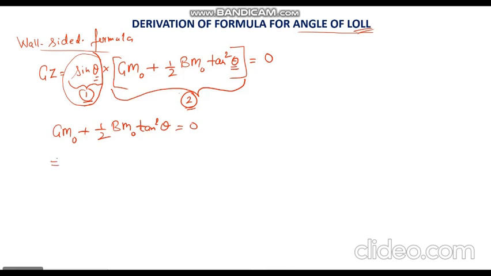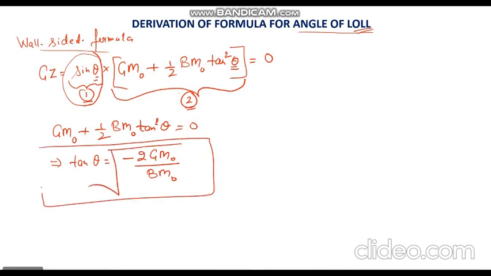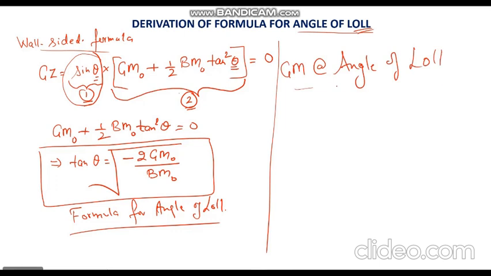And in this case, keep tan theta on one side. So tan square theta will be equal to minus 2 GM initial upon BM initial, and for the square we'll put a square root here. This becomes the formula for angle of loll, where theta is the angle of loll. Is that clear, beta? So there are questions which involve use of this formula, guys.